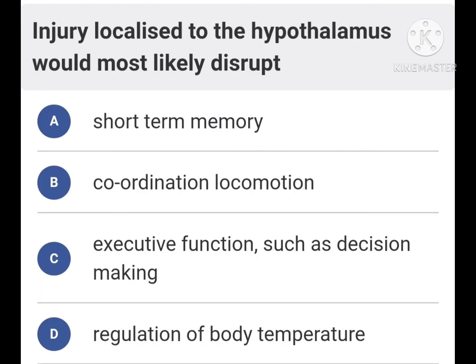Injury localized to the hypothalamus would most likely disrupt option A, short-term memory, option B, coordination of locomotion, option C, executive function such as decision making, option D, regulation of body temperature.